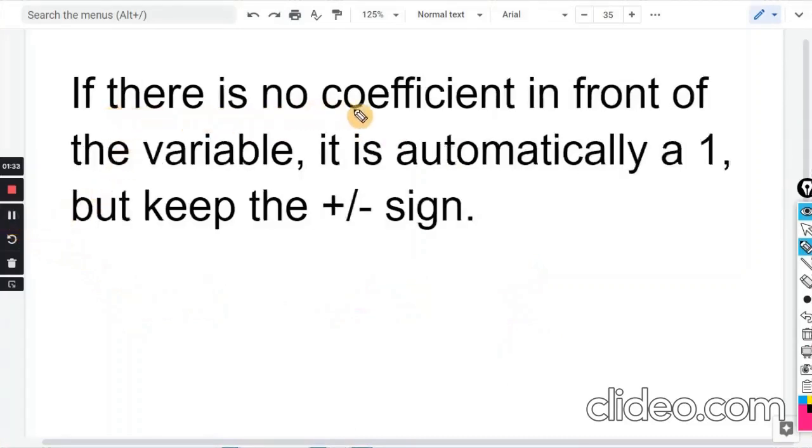If there is no coefficient in front of the variable, it is automatically a 1, but you want to keep the plus or minus sign. So if you have an x with no number in front of it, it is automatically 1x. That's the same thing. If you have a negative y, you can place a 1 in front of it, and it is also considered negative 1y. That's the same thing.